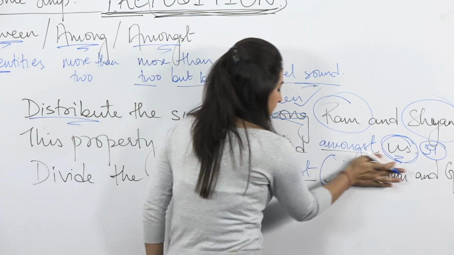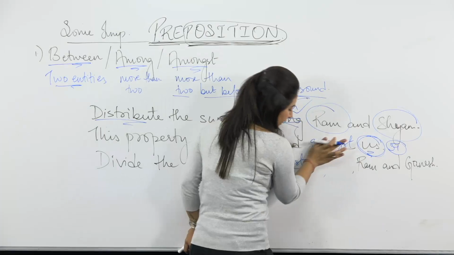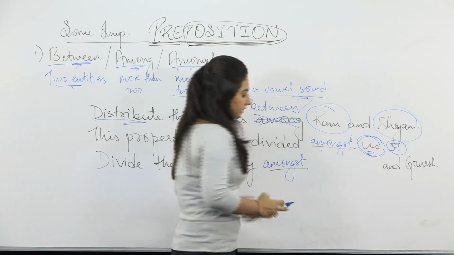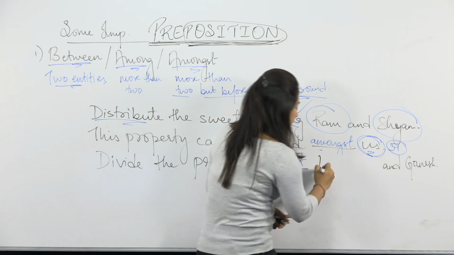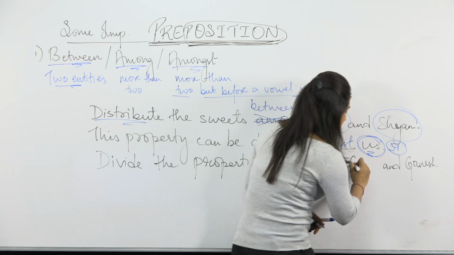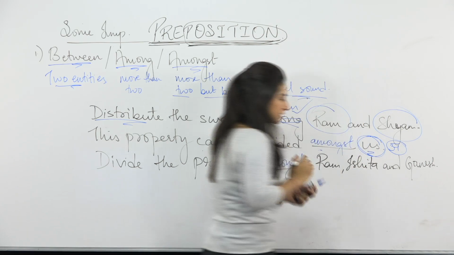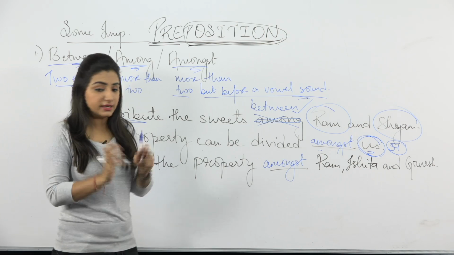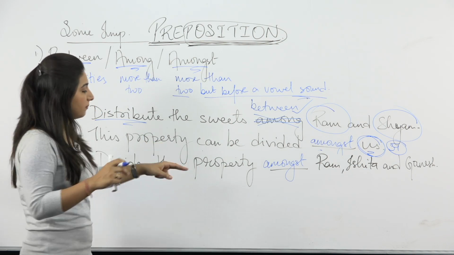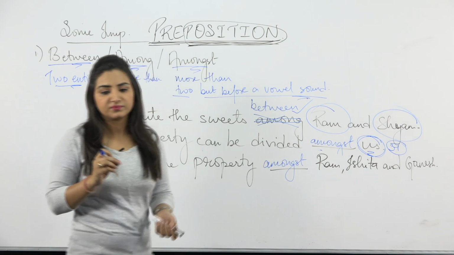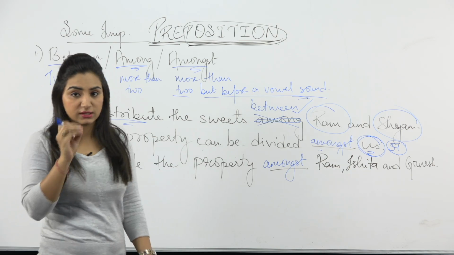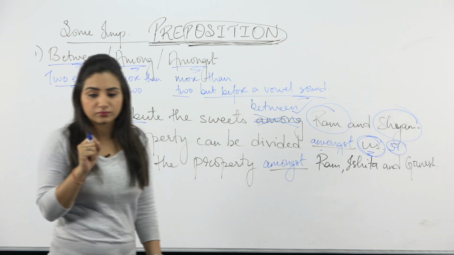Now suppose I replace the names. Instead of writing Ishita and Ram, I write Ram and Ishita. Now tell me what will be the answer. Will the sentence be correct? Divide the property dash Ram, Ishita and Ganesh. Now will the sentence be correct?